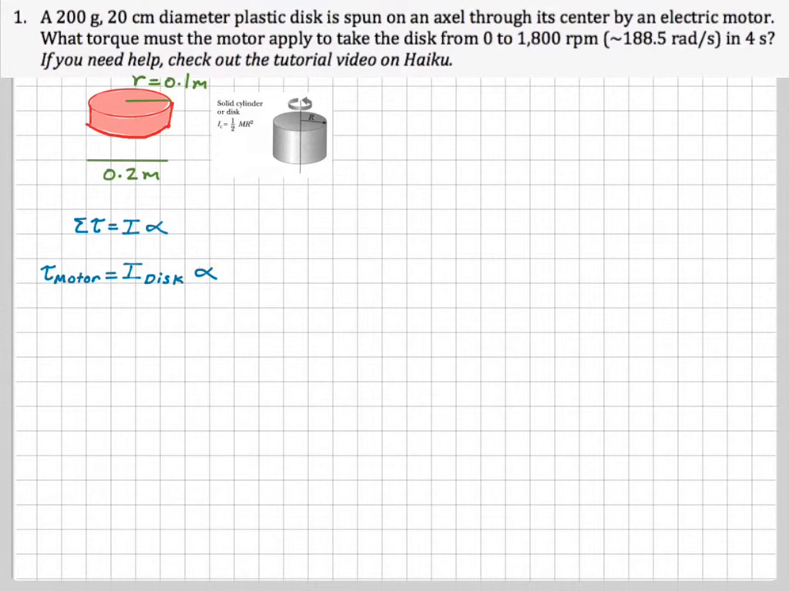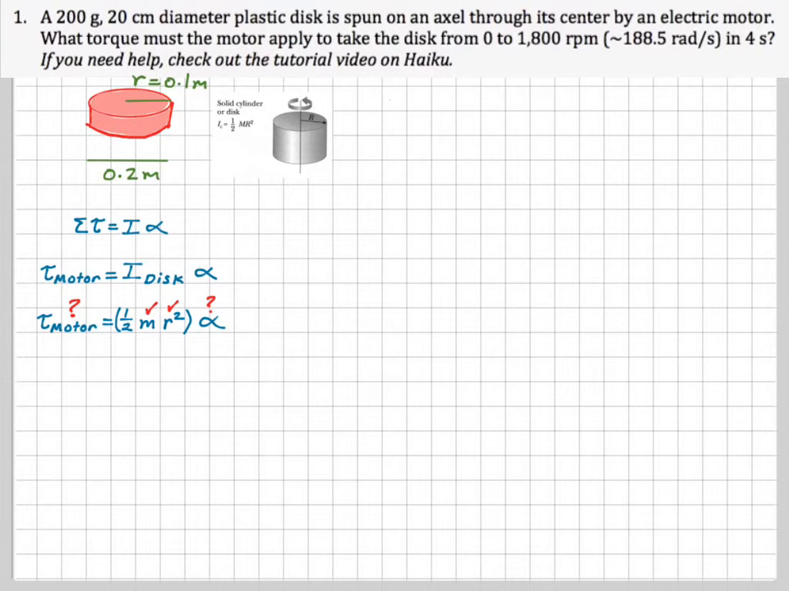Looking back on our rotational inertia page, the previous page, we see that the rotational inertia of a disc is 1/2 mr squared. So we can substitute that in: torque of the motor is equal to 1/2 mr squared times alpha. Then we can see how many unknowns we have. Our goal is to find torque of the motor, so we don't know that. We do know the mass of the disc and the radius of the disc, but we don't know the angular acceleration of the disc. So we have two unknowns and one equation.